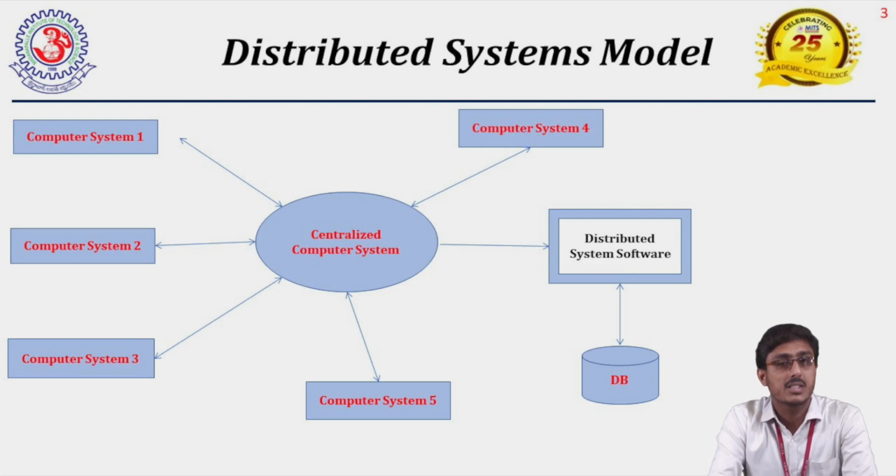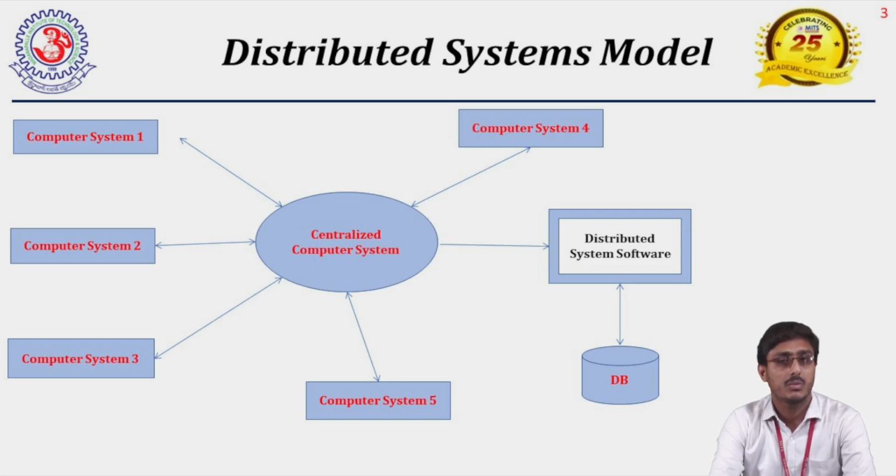Here, this is the system model, the distributed system model. Here, the main thing, we have a centralized computer system. By means of a centralized computer system, we need to connect all the nodes present over the corresponding location. To manage the centralized computer system, you need the distributed system software. Someone needs to take care of the entire task, whatever is happening over there. Here we have a database and again a centralized computer system, both managed by the distributed system software.